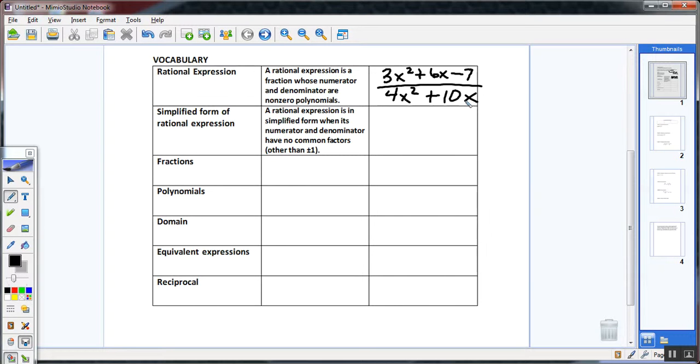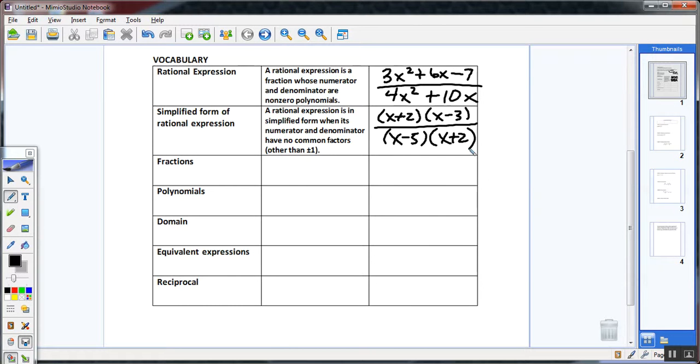Now, simplified form of a rational expression occurs when the numerator and the what? Have no common factors other than what? Okay, watch this right here. I'll give you an example. We're going to get to a point where we have something like x plus 2 times x minus 3 over maybe, I don't know, x minus 5 times x plus 2. Simplified form will occur when there's no common factor other than 1.